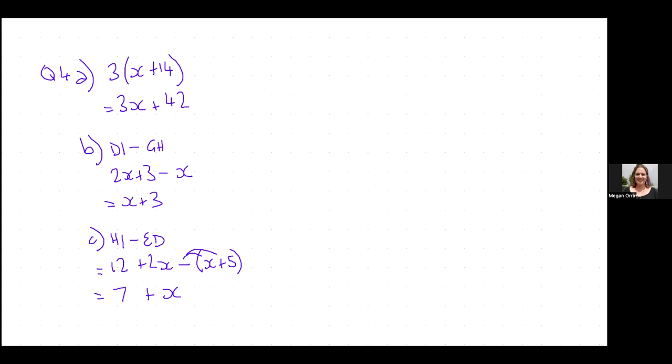All right, now part D is asking me to find the perimeter of the shape. So all I need to do is add all my sides together. So if I start at ED and go around, I've got x plus 5. And then I've already found EF, haven't I? EF was, what was that, part B? So my answer to part B is x plus 3. And then my next one is the one I found last. So that's plus 7 plus x. And then the top line they've already given us is x. The side line HI is 12 plus 2x. And then the bottom line is 2x plus 3.